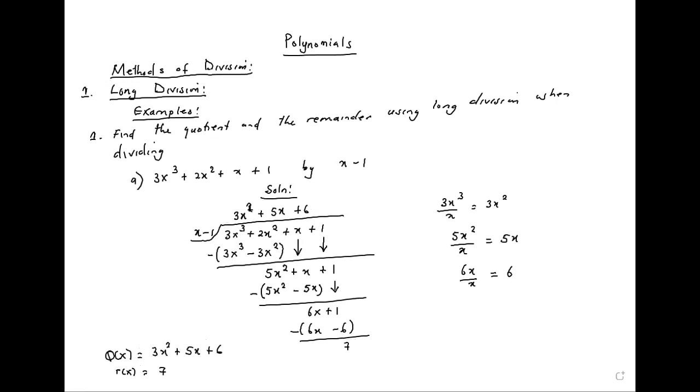Okay. And note that when the remainder is 0, the divisor is called a factor. So if the remainder here was 0, then we would have said that x minus 1 is a factor of the polynomial 3x3 plus 2x squared plus x plus 1. Another example.